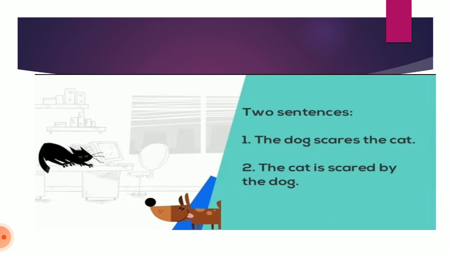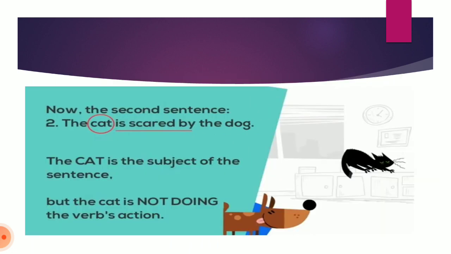First we look at the first example, the dog scares the cat. Here the dog is the subject of the sentence and it is actively doing the verb action. So we can easily say that it is an active voice form. Next example, the cat is scared by the dog. Here the cat is the subject of the sentence, but the cat is not doing any verb action. So by this we can easily say that this is a passive voice sentence.